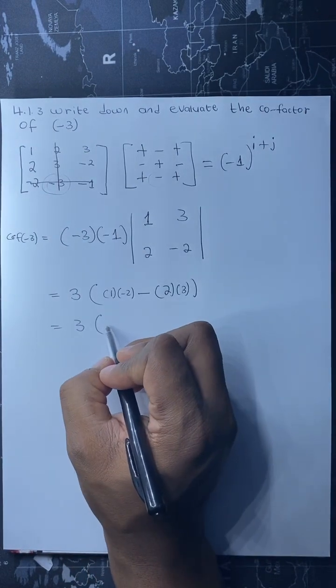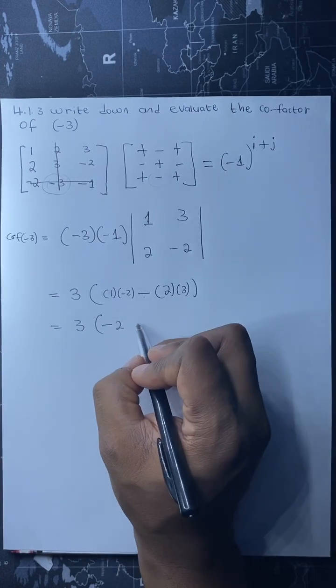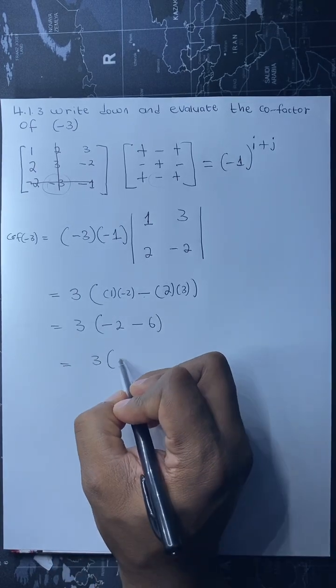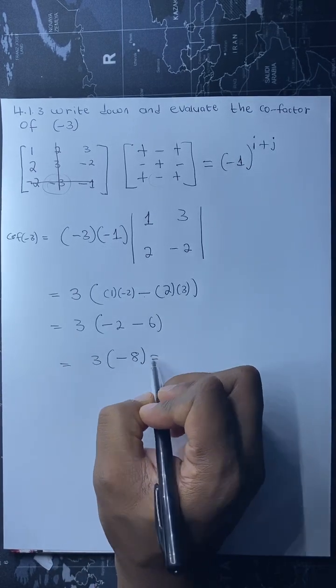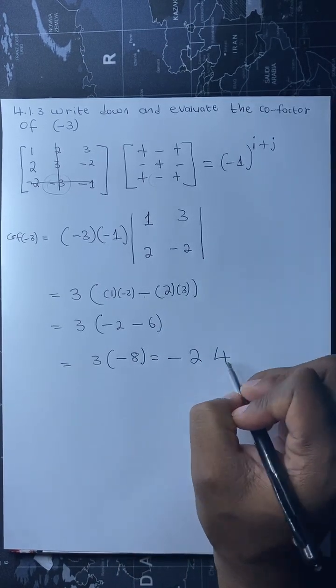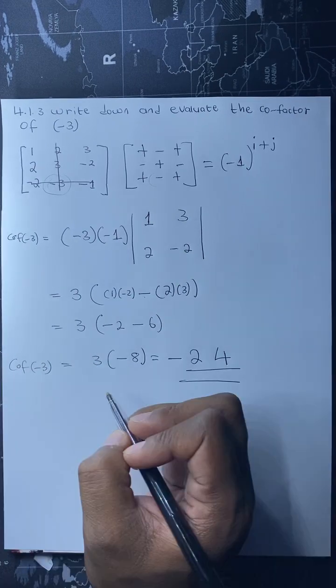One multiplied by negative 2 will be equal to negative 2. Negative 2 multiplied by 3 will be equal to negative 6. And 3 multiplied by negative 8 will be equal to negative 24. So this will be the cofactor of negative 3.